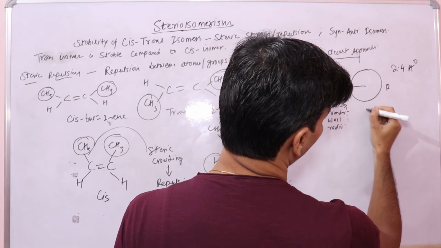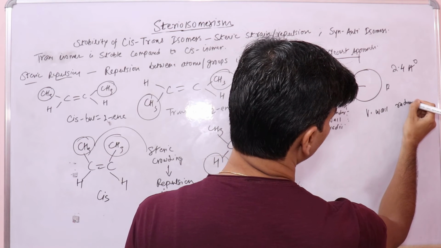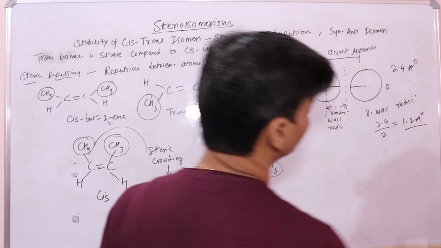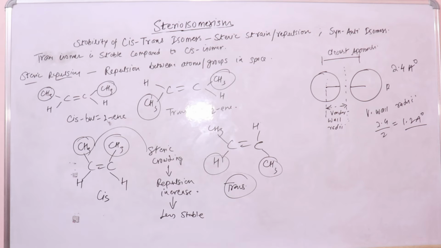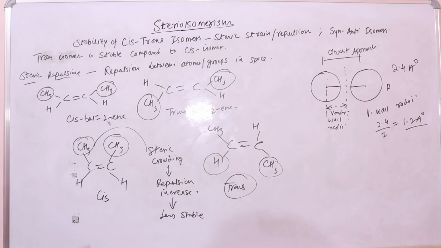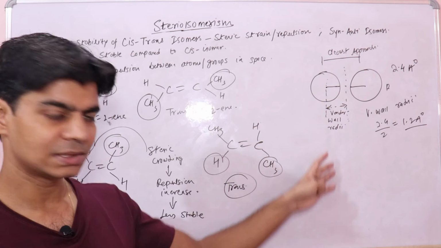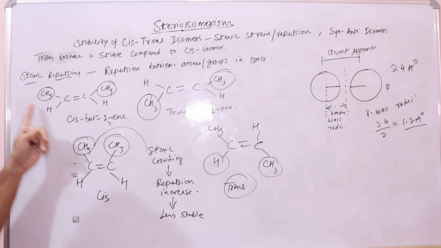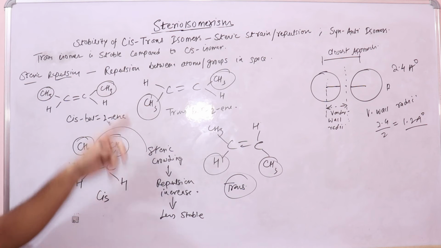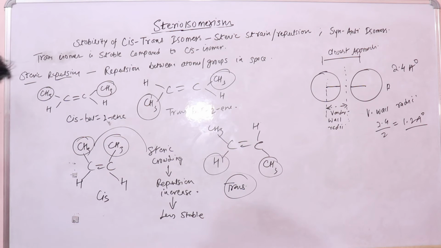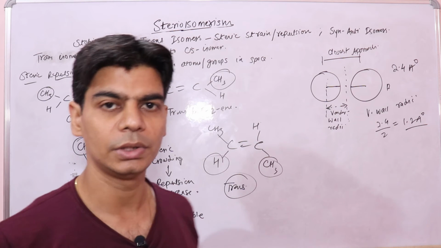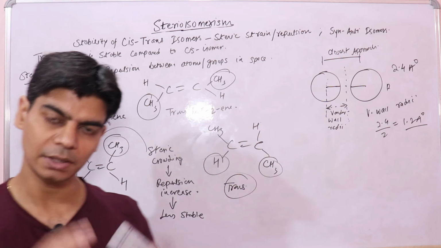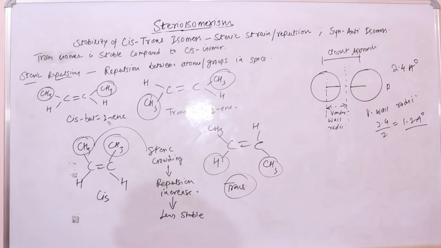So their van der Waals radii would be 2.4 divided by 2, which would be 1.2 angstrom. This is the van der Waals radii, right? So when any two atoms or groups are at a distance less than or equal to the van der Waals radii, they will suffer from steric repulsion, right? And when you have steric repulsion, you have instability in the molecule. Steric repulsion or steric crowding will introduce instability in an organic molecule. That's what we mean, right?